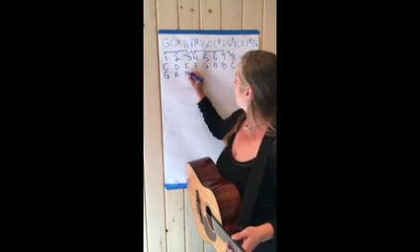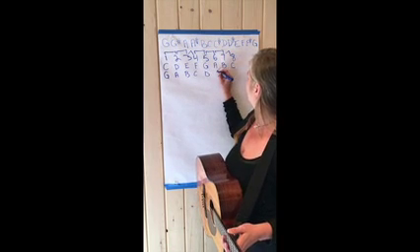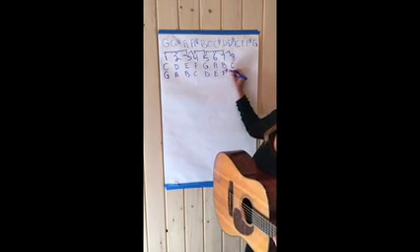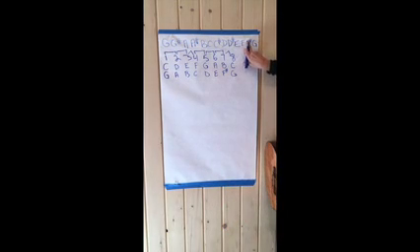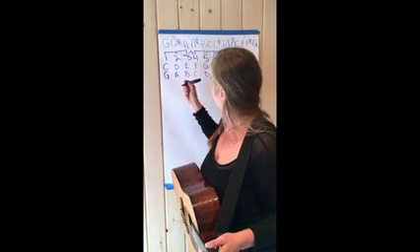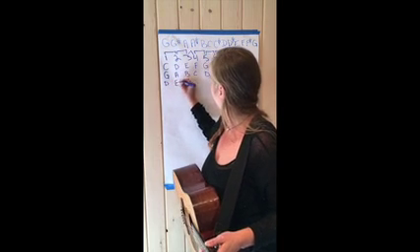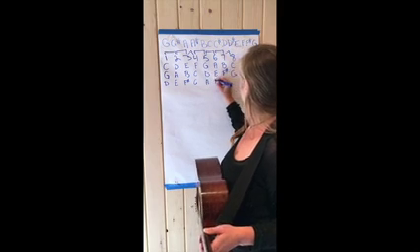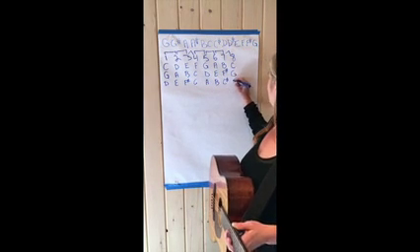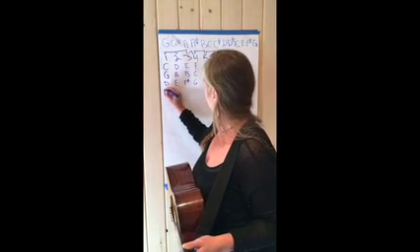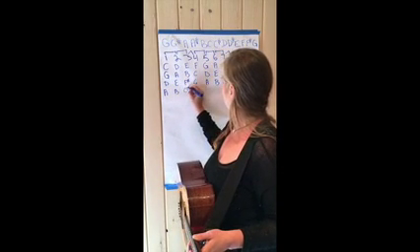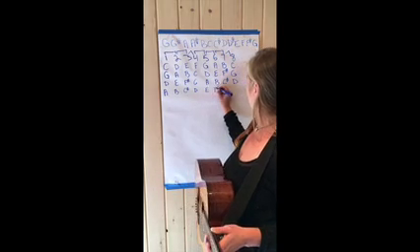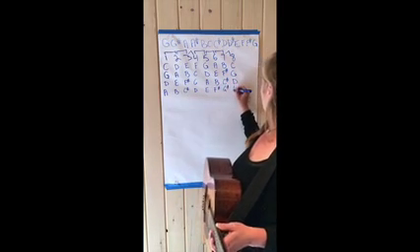G, A, B, C, D, E, F sharp, G. This has an F sharp because a semitone would be E to F, and then a whole tone would be E to F sharp. Let's do the scale of D: D, E, F sharp, G, A, B, C sharp, D. Let's do the A scale: A, B, C sharp, D, E, F sharp, G sharp, A.